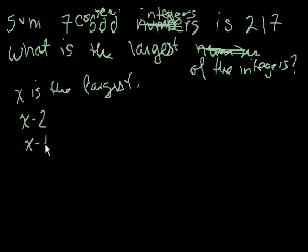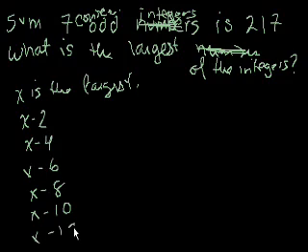Then we'll have x minus 4, x minus 6, x minus 8, x minus 10, x minus 12. I think that's it. 1, 2, 3, 4, 5, 6, 7, right? Those are 7 numbers. They're separated by 2. x is the largest of them, right? And we can assume that they're odd because apparently the problem will work out so that they're odd. So what is the sum of these 7 numbers?